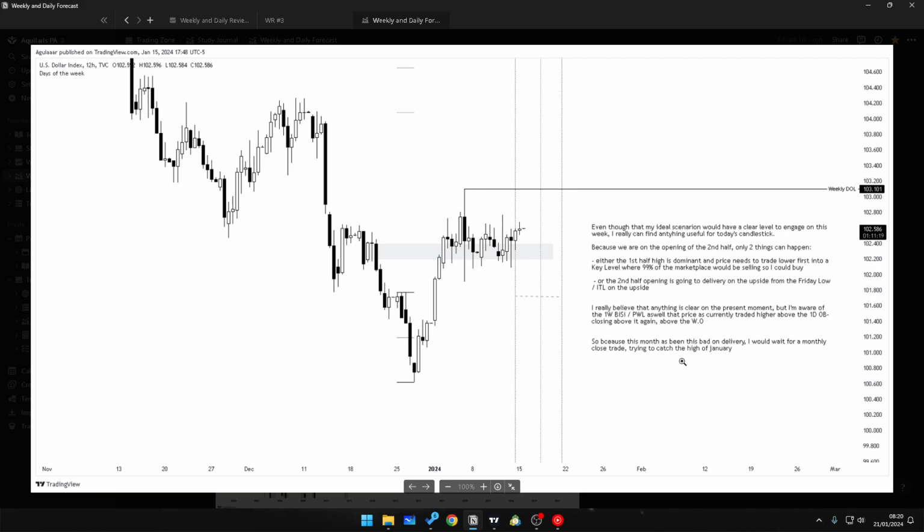So because this month has been spent on delivery, I will wait for a monthly close, trying to catch the high of January, coupled as well with daily. If you're having a rough time catching a monthly low or a monthly high trade, there are three trades on a candlestick. There's the open to low trade, then the low to high trade, which is the OTE to then continue, and then we have the high of the month trade. So there's all this in every single candlestick that you try to trade. There are just possibly three trades.